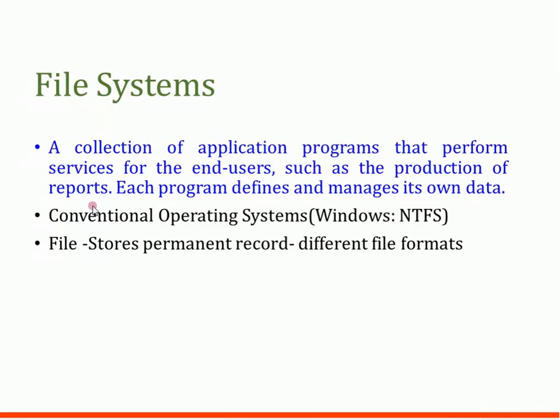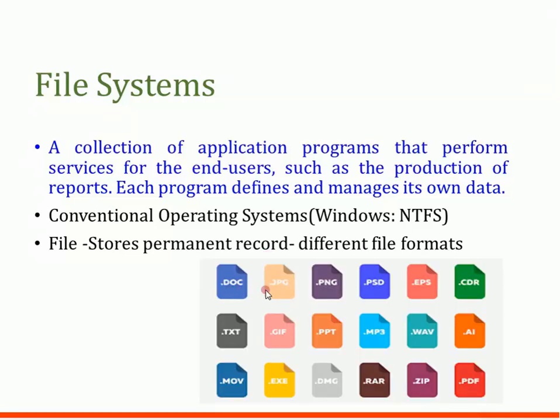So the file system stands for a collection of application programs that perform the services for the end users, such as production of reports. Each of these application programs defines its own data and helps to manage the data of its own kind. The conventional operating system is the Windows system, which we are all familiar with, and files are a permanent storage of data. It stores permanent records, and we have different file formats like documents, PDF, Excel, etc. So doc files, PNG files, JPG files, PPT, RAR files, zip files, PDF files, and together with that we have programming language files like .c, .cpp, .java files, which you might all be familiar with.